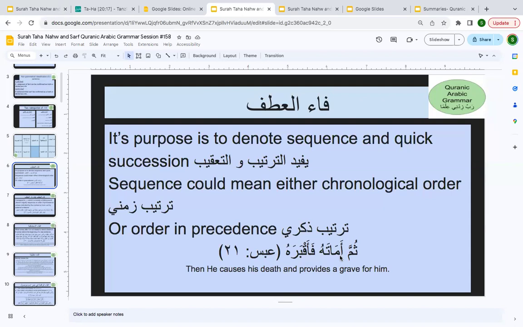Okay? Yes. Barakallahu feeki, sister Rashida. Yes, it is going to tell you there was a time gap from one event to another. So when fa is seen, you are going to understand it as something that is connecting different events together for you, and it's telling you what was the order.